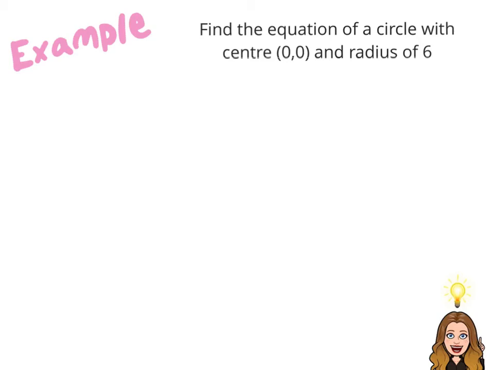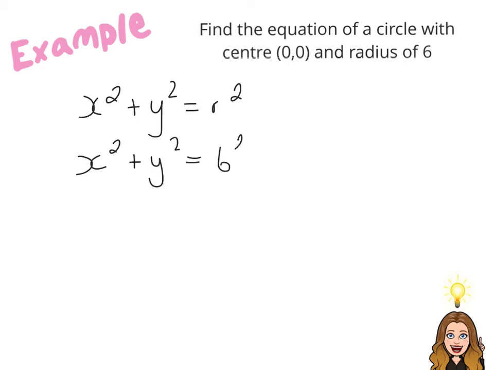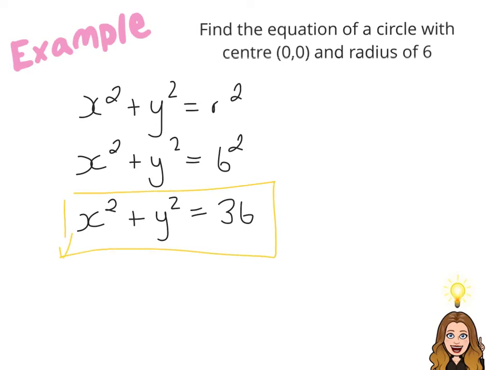Okay, so we're told to find the equation of a circle with the centre 0, 0 and radius of 6. Well, we know that we use the equation of a circle formula when the centre is 0, 0, x squared plus y squared equals r squared. And then we do basic substitution. We say, well, x squared plus y squared will equal 6 squared because we're told the radius is 6. And again, we simplify it down. x squared plus y squared equals 6 times 6 is 36. So effectively, our equation of the circle with centre 0, 0 is this.